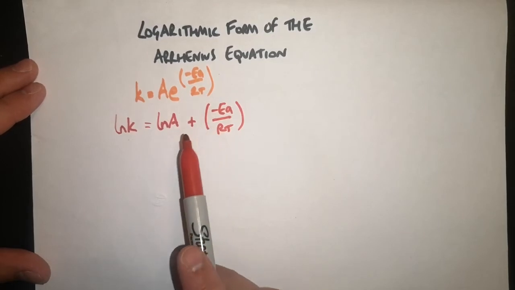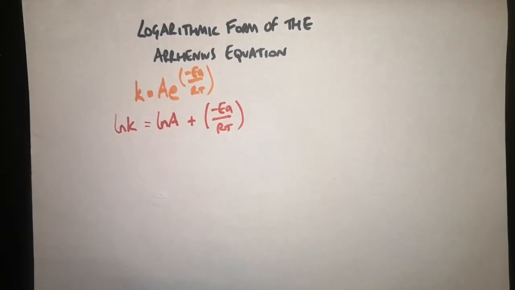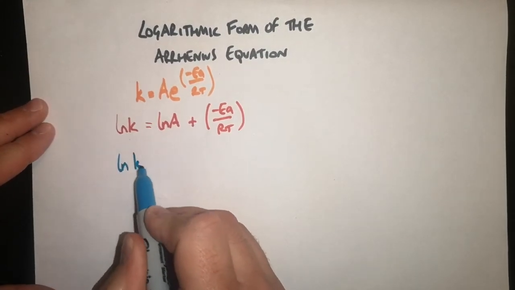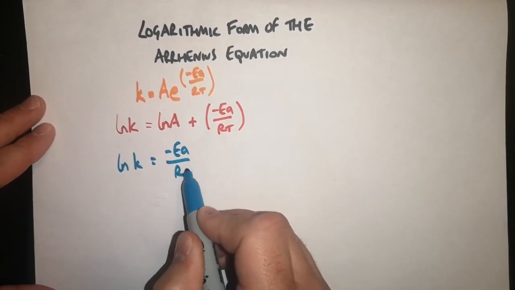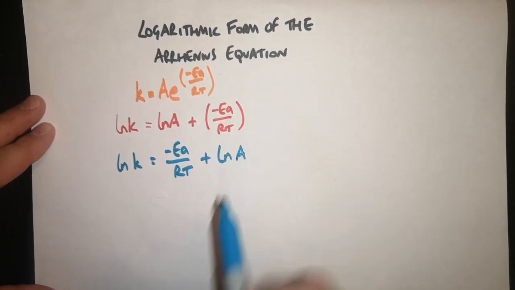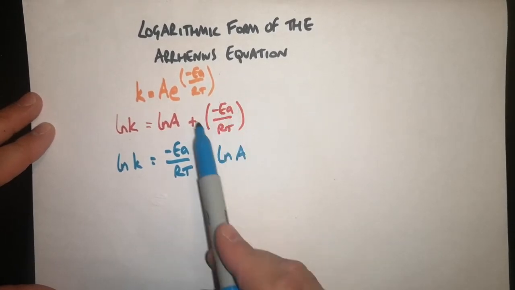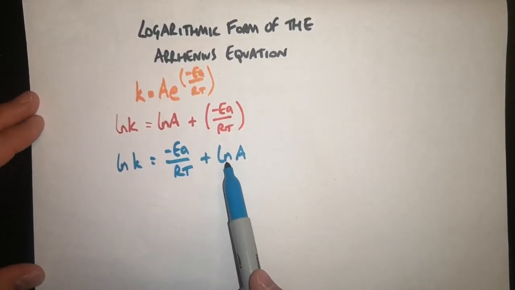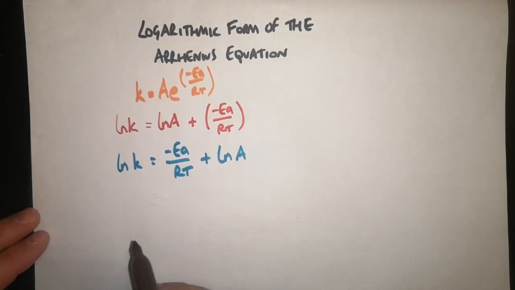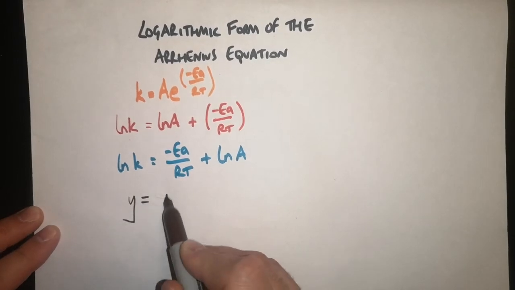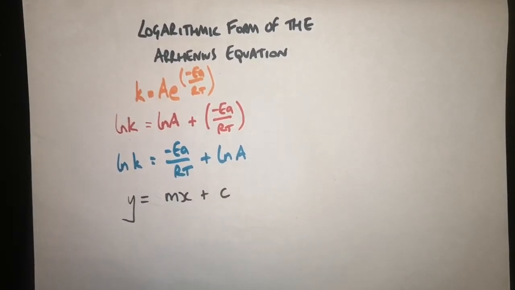Now actually the form you will probably see on your data sheet looks more like this: ln k equals minus Ea over RT plus ln A. So the minus bits come to the front and the plus has gone over there. Now there's a reason that it's rearranged like this. That's because this is putting it more into the form of a straight line graph, which is y equals mx plus c. That's the general formula for a straight line graph.